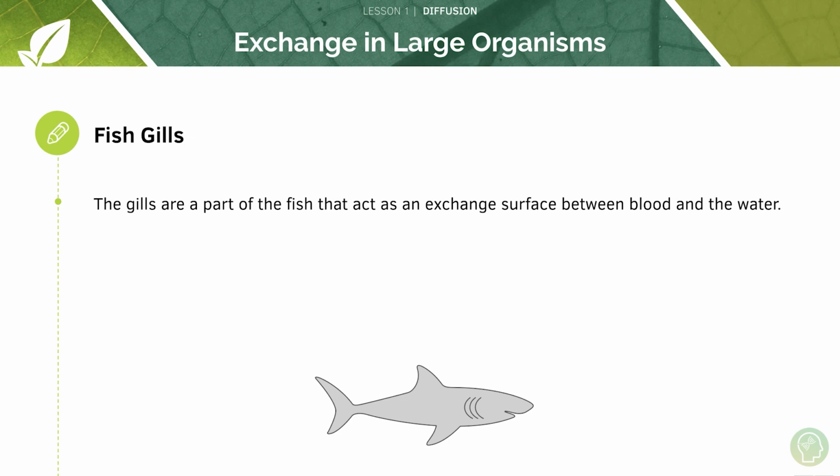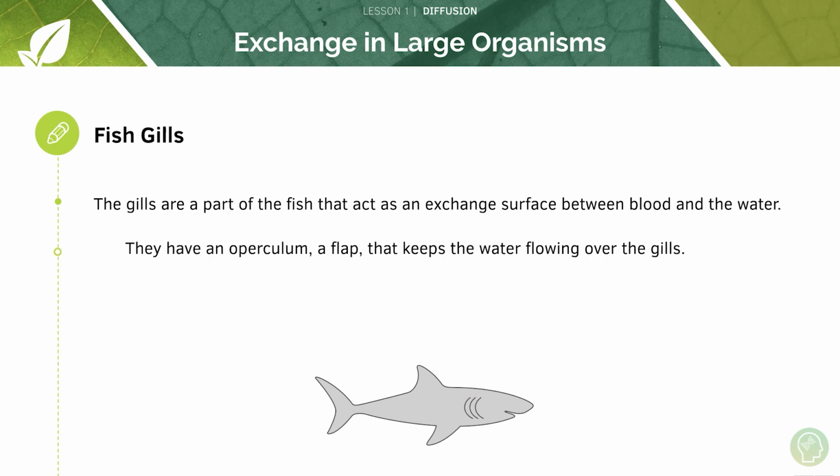Now looking at fish, the gills are a part of the fish that act as an exchange surface between blood and the water. So almost equivalent to our lungs, but different in structure. So fish have an operculum, which is a flap that keeps the water flowing over the gills. And this maintains the concentration gradient.